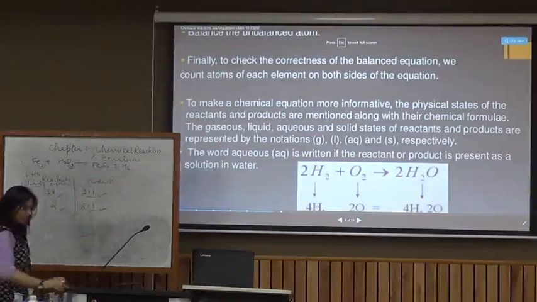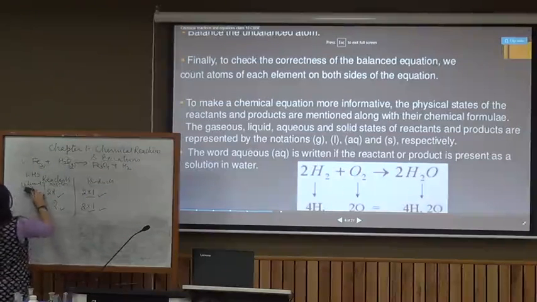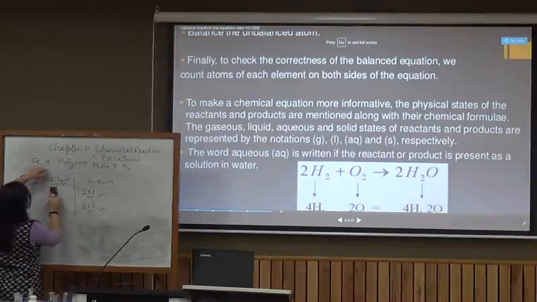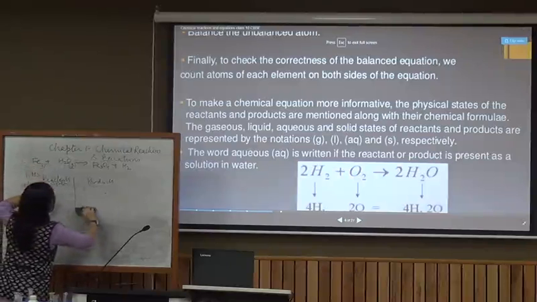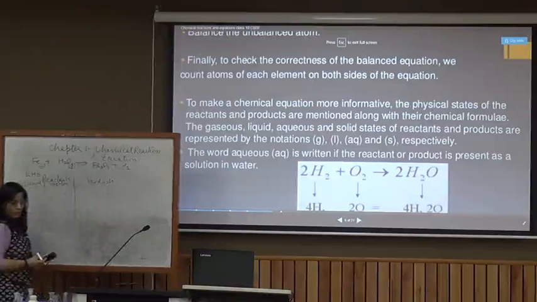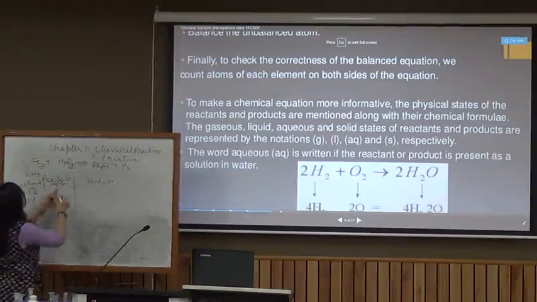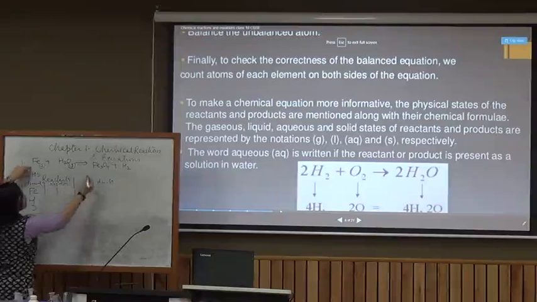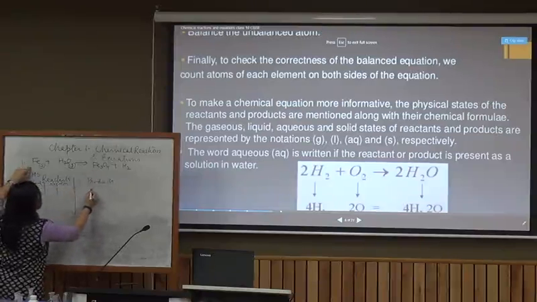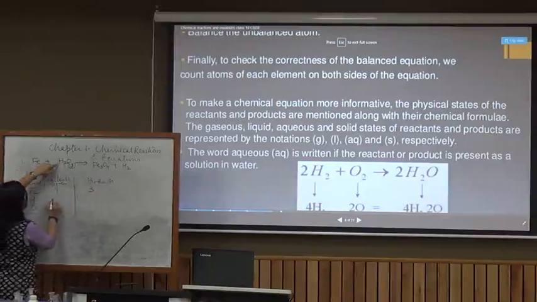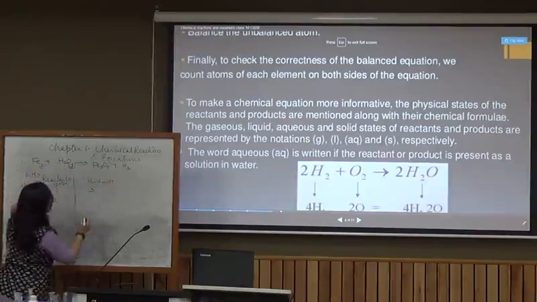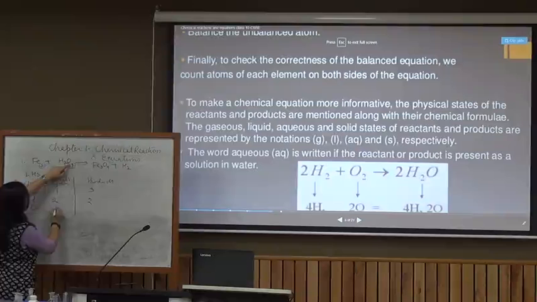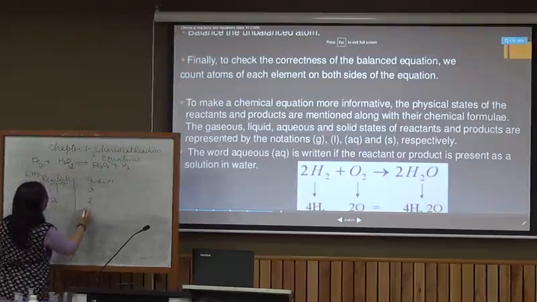Let us list the elements here. We have iron involved, we have hydrogen involved, and we have oxygen involved. So we have Fe, we have H, and we have O. Among the reactants, we have one atom of iron. In the products, we have 3. Hydrogens 2 and hydrogens 2. Oxygen 1 and oxygen 4.